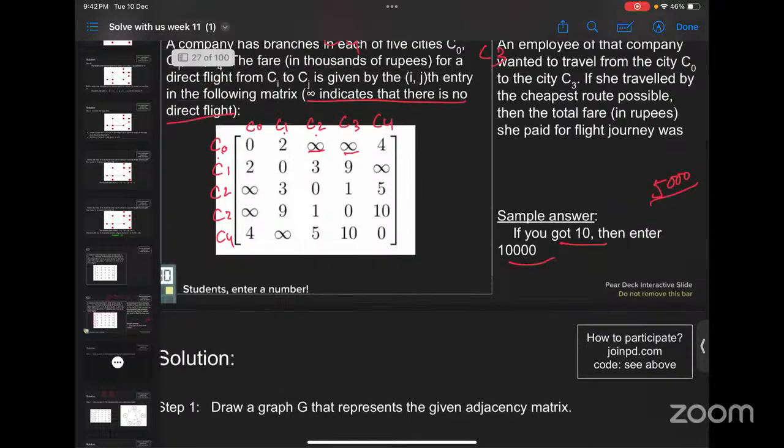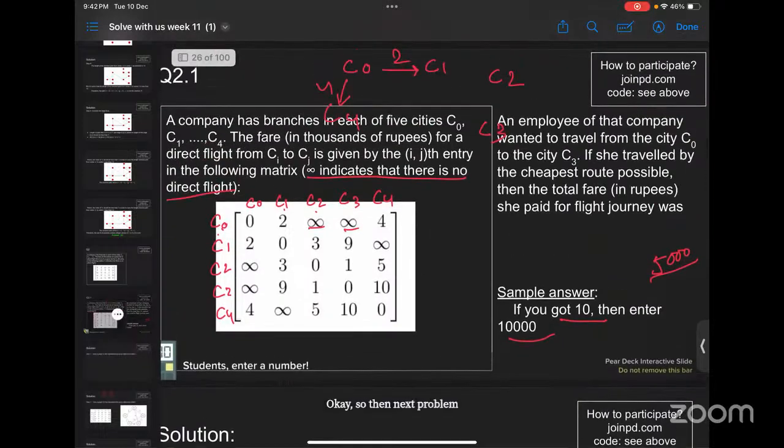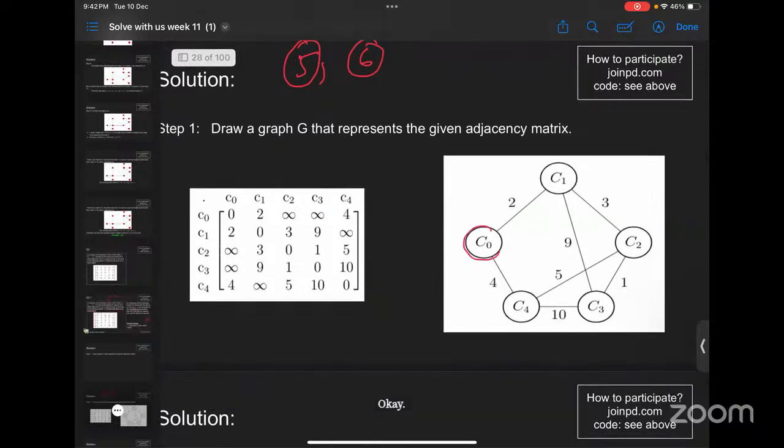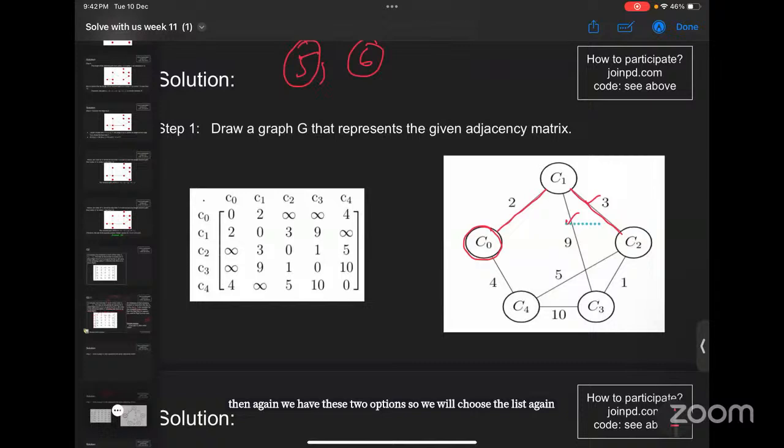Okay, so the next problem is we have to reach from C0 to C3. That means the cheapest route. That means we have to find the shortest route from C0 to C3. So we will start from C0. We will choose the least, right? Then again we have these two options, so we will choose the least again. Again we have this option, so we will choose the least.